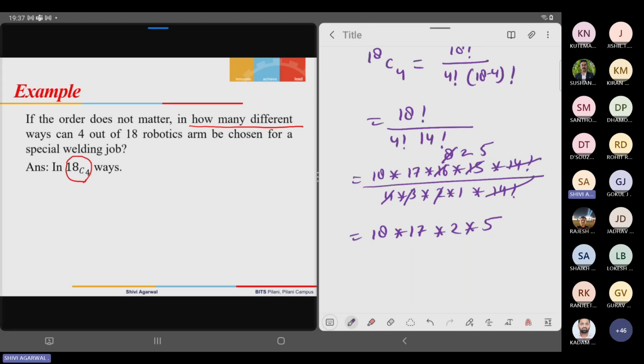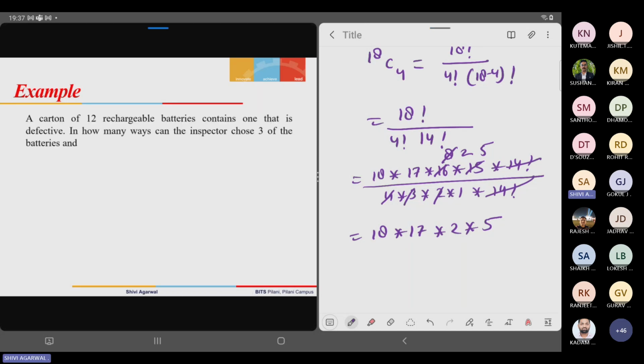Now it's clear to all of you. Now one more example. That's the thing I am trying to explain here: how you can identify where we are using the permutation and where we are using the combination. If order is not important, then we are using combination. If order is important somewhere, then we have to go for the permutation. We are doing it, don't worry.